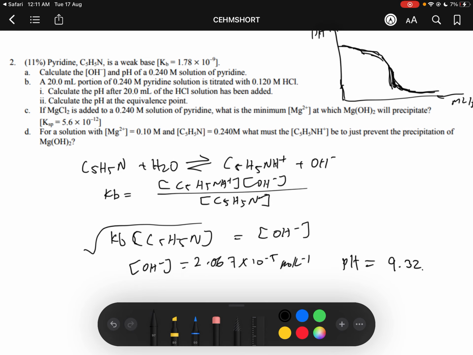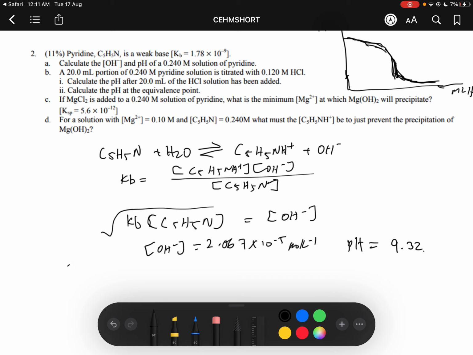In this case, we're going to find out the amount of HCl that's been added. So we just write part A, part B. The amount of HCl that's been added is equal to 0.02 times 0.102, and that is equal to 2.4 times 10 to the power negative 3 moles.